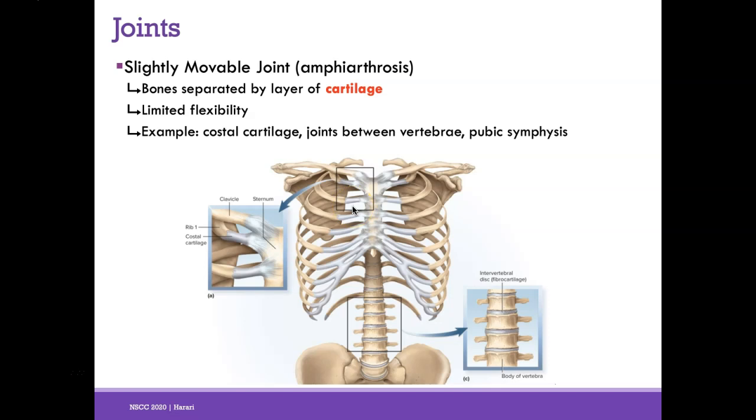Another good example is the pubic symphysis. There's a little bit of fibrocartilage in the pubic symphysis that's slightly movable. So this is called an amphiarthrosis. The fibrocartilage in the intervertebral discs is another example of slightly movable joints.